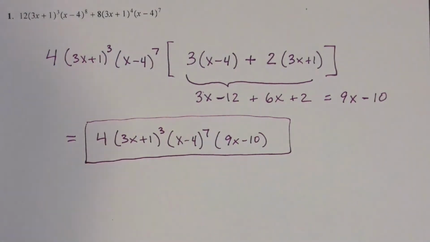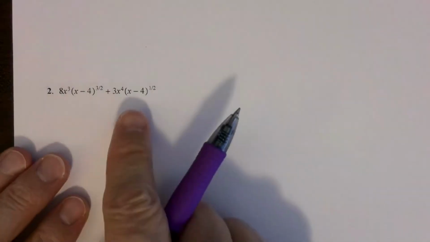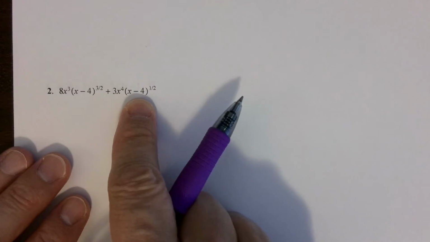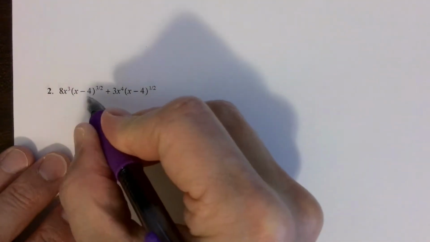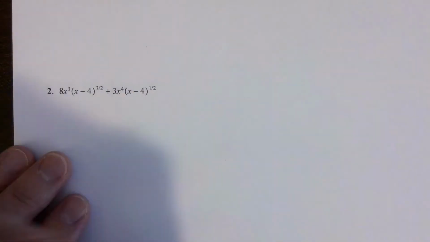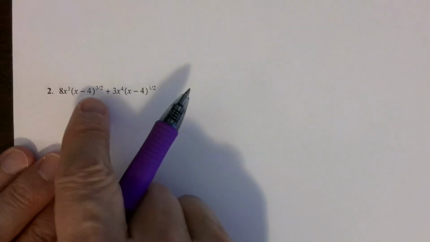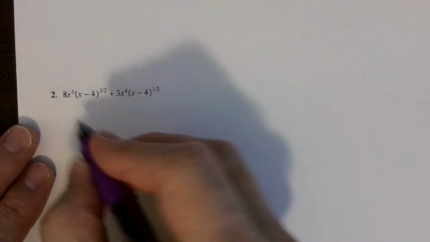Let's look at another example. This one has fractional exponents in it. Keep in mind that x minus 4 to the 1/2 power is the same as what? The square root of x minus 4. Right? And x minus 4 to the 3/2 power is the square root of x minus 4 cubed, or x minus 4 cubed, and then take the square root. But it's better to write those radicals in terms of their fractional exponents to be able to factor. And so we proceed as we did before.